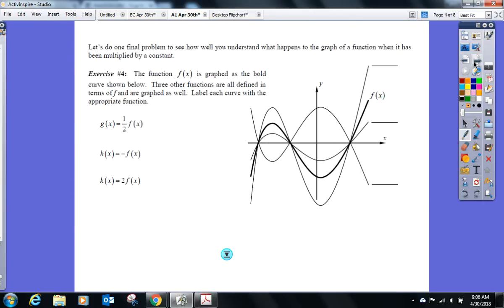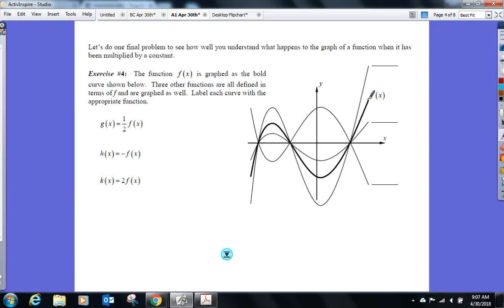Okay, last part before we get to some Regents questions. I've graphed, there's actually 4 graphs on here. Everyone see the very, very bold one? Focus in here. We see the bold one. That's my original f of x. Then I did this to it. I multiplied it by a half.